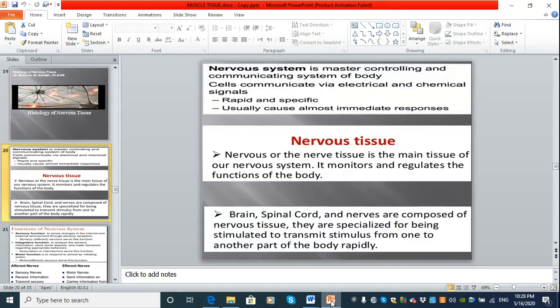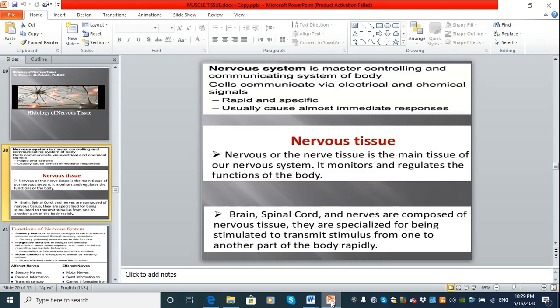Nervous tissue, you can give an overview, is like the head master controlling the communication system of the body. The cells communicate through electrical or chemical signals. These signals are very rapid, specific, and act immediately, within a fraction of a second. Nervous tissue has two essential functions: it monitors and regulates the functions of the body.